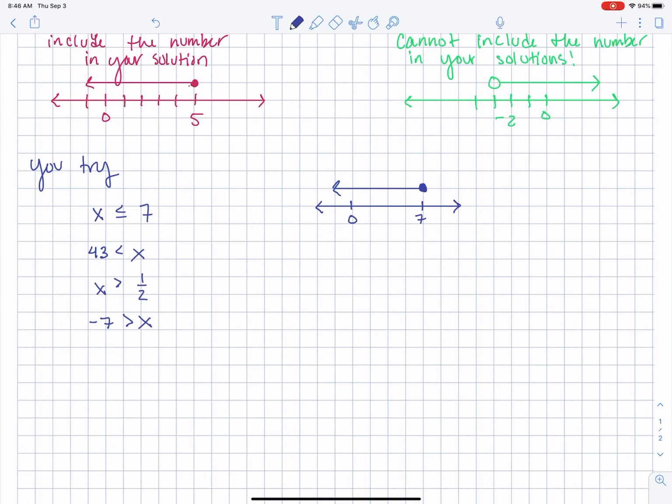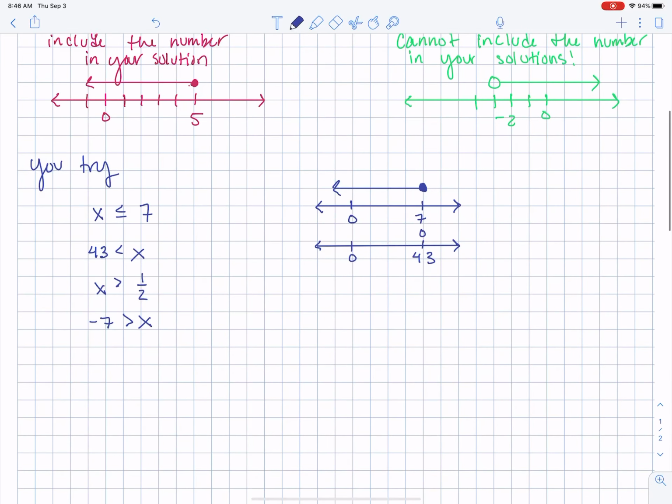We're going to start with another number line here. And again, wherever 0 is, so 0, and then 43 is all the way over here. These are saying numbers greater than 43. I'm going to shade in that direction.